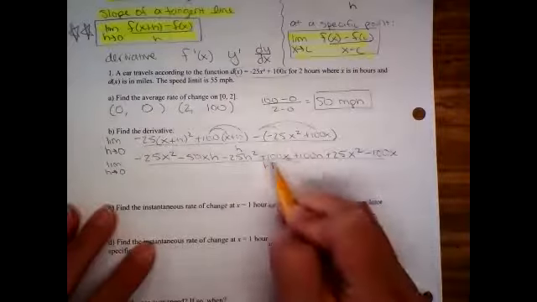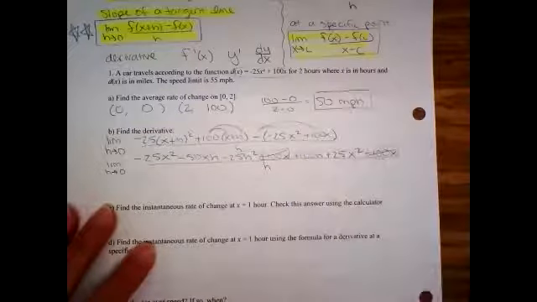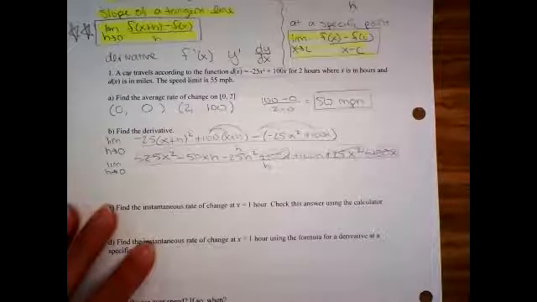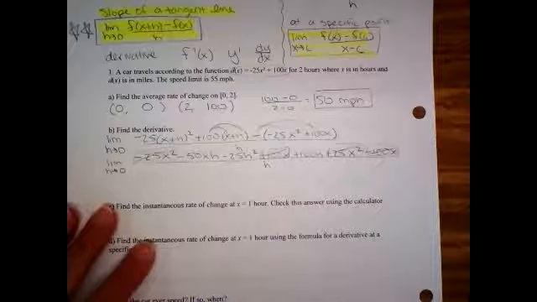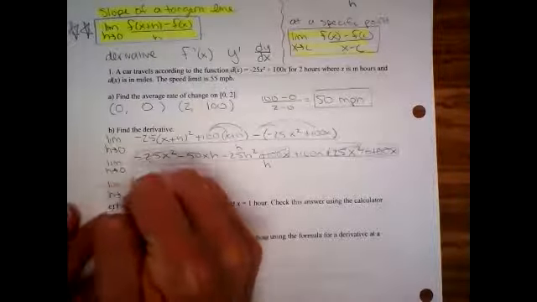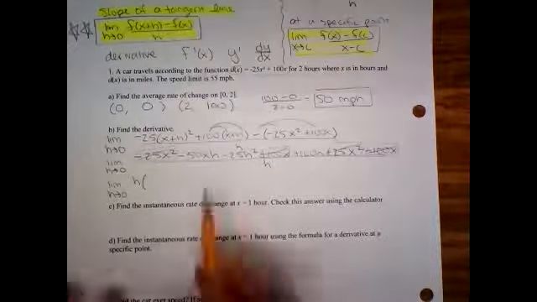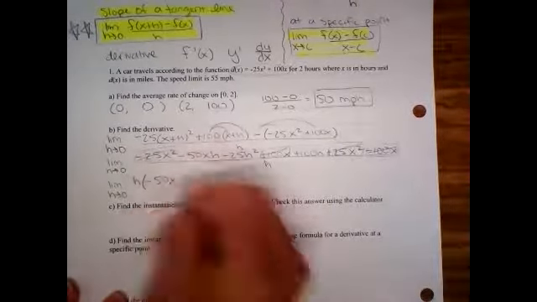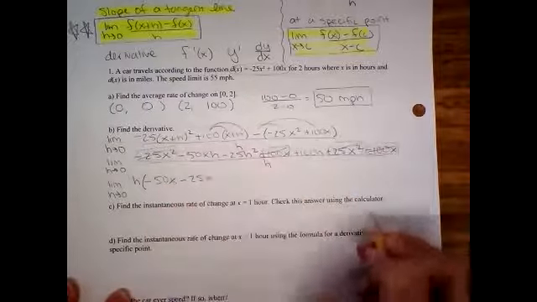All right, negative 100x, positive 100x, those are gone. 25x squared, negative 25x squared are gone. That might be it, but that's pretty good. All the terms that are left should have an h, and that means that you can factor an h out. So if you factor out an h, you will be left with negative 50x minus 25h plus 100.